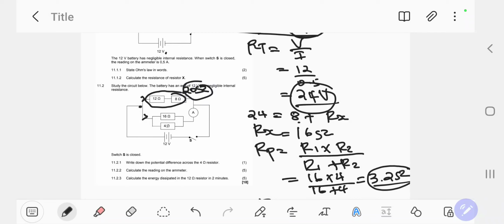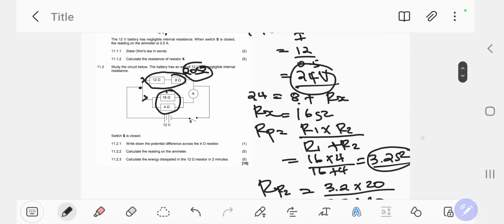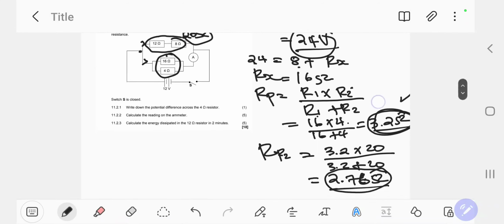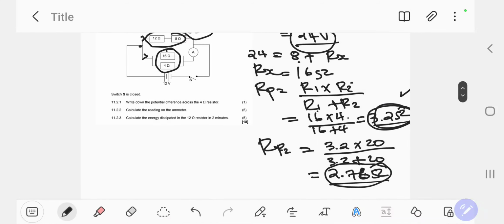Then we said this 20 and together with this one are connected in what? In parallel. So we then got this effect from this one as 3.2 ohms, 3.20 ohms, because we said that Rp equals R1 times R2 over R1 plus R2. Then we said 16 times 4 over 16 plus 4. Then we got that one. So we said that one now is connected in parallel with the 20. And then we were able to arrive at 2.76.